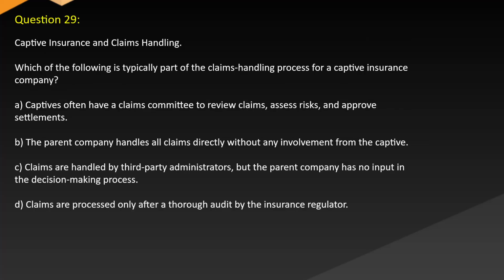Question 29. Captive insurance and claims handling. Which of the following is typically part of the claims handling process for a captive insurance company? A. Captives often have a claims committee to review claims, assess risks, and approve settlements. B. The parent company handles all claims directly without any involvement from the captive. C. Claims are handled by third-party administrators, but the parent company has no input in the decision-making process. D. Claims are processed only after a thorough audit by the insurance regulator.